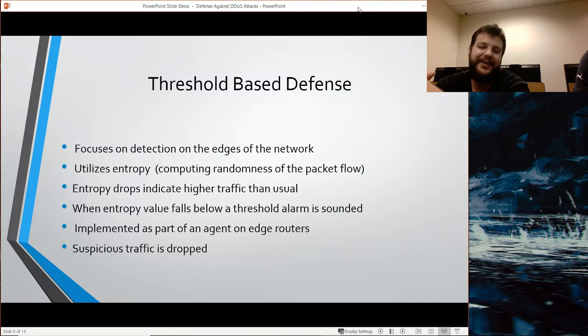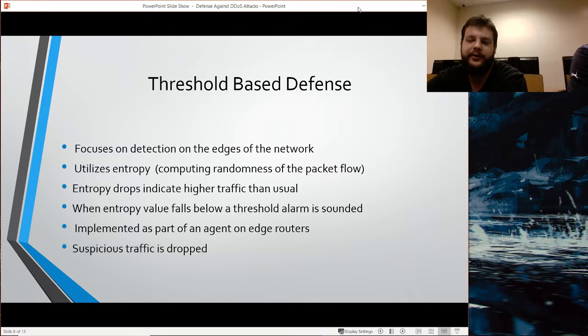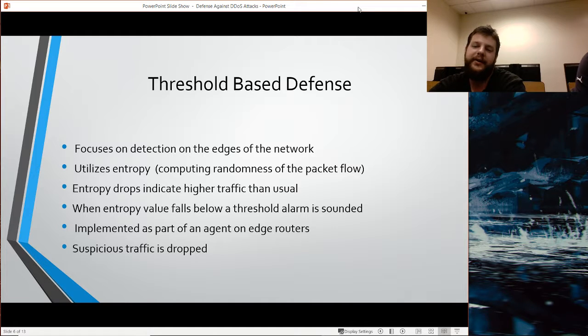It focuses on detecting harmful traffic on the edge of the network and utilizes entropy, which is a calculation done to determine the randomness of the packet flows. An entropy drop indicates that the traffic is harmful, and when this occurs, the system is alarmed and the system administrator is also notified. Usually the system is implemented as an agent on the outer edge of the network, and this is done in order to detect traffic before it reaches its destination and to drop it beforehand, before any damage is caused.